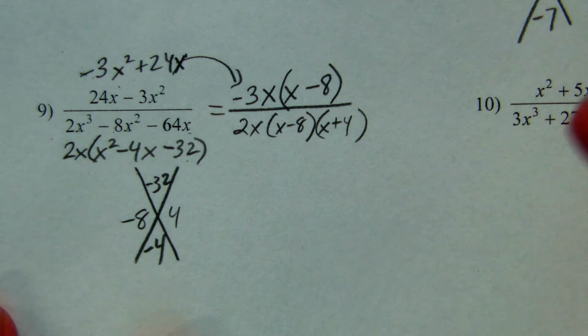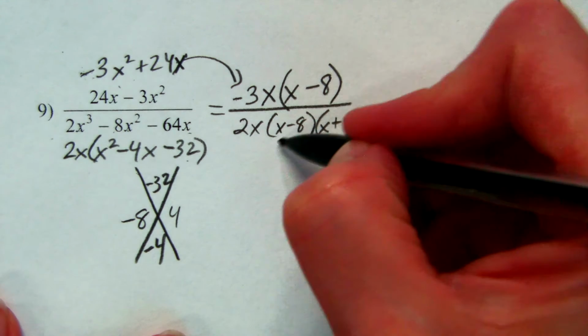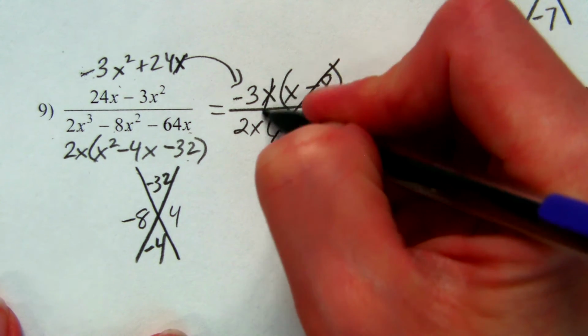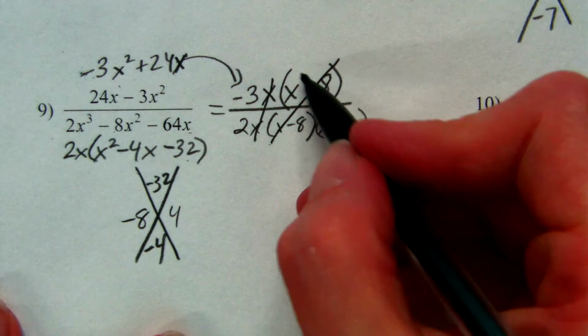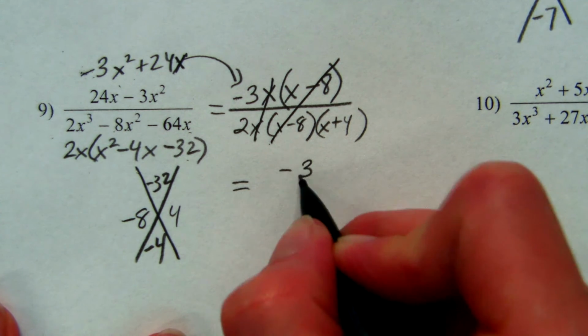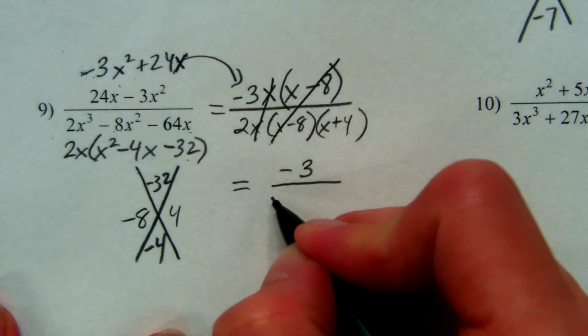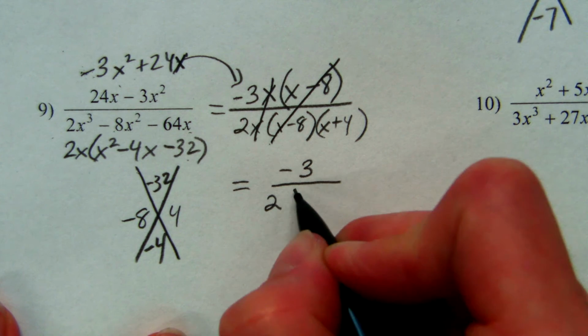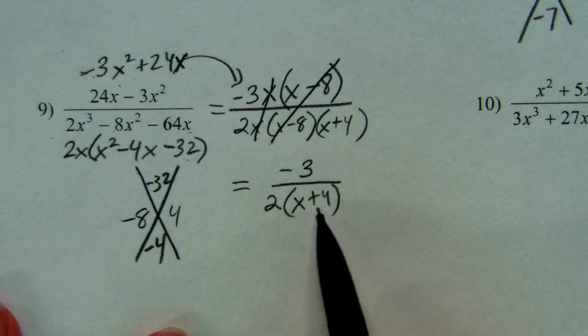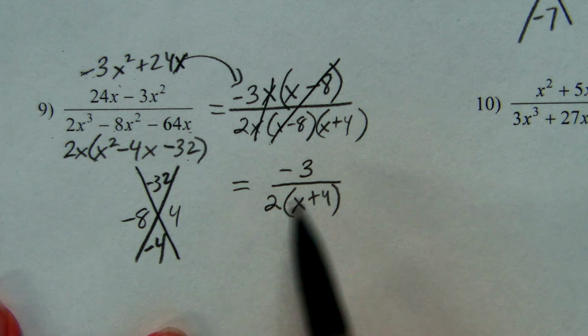So more possibilities for canceling here. We can cancel the x minus 8s, and you can cancel the x's because they are separate. They're not part of a group here. And then we just write down what's left. So we've got negative 3 still in the top, and we've got 2, and we've got x plus 4 on the bottom. And if it bothers you to still have those parentheses, you could distribute and put 2x plus 8 if you wanted to.